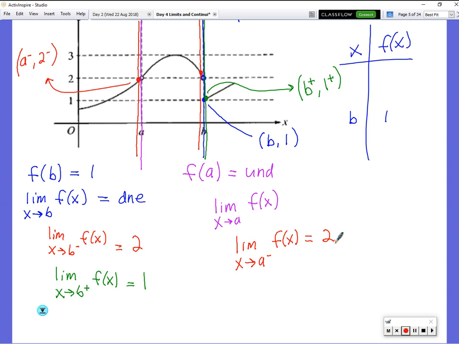Perfect. Do this one, please. Show me on your hand, please.